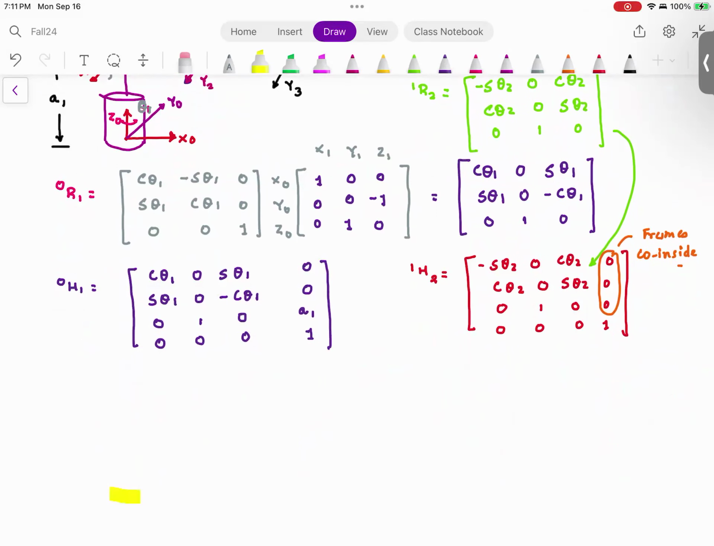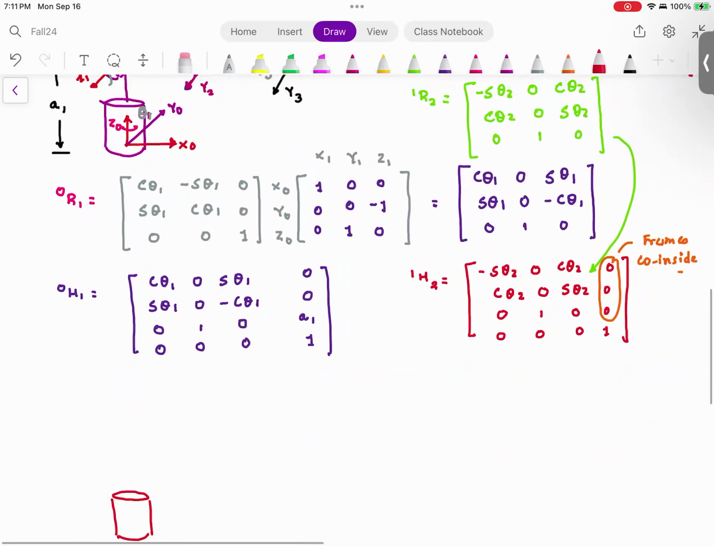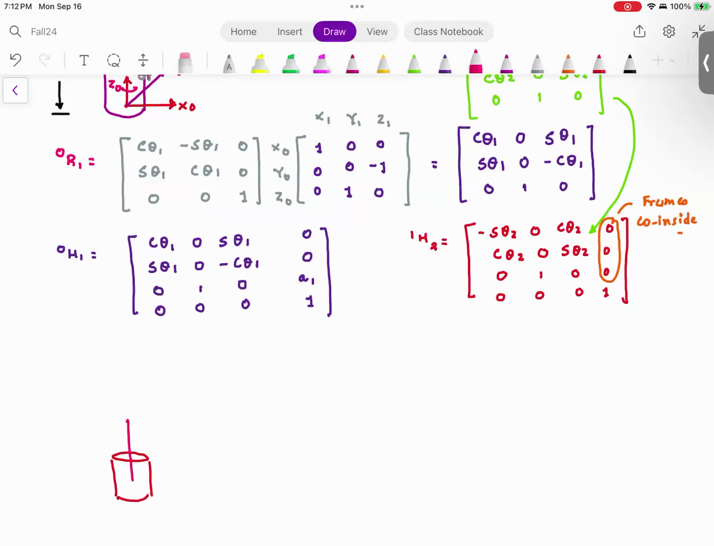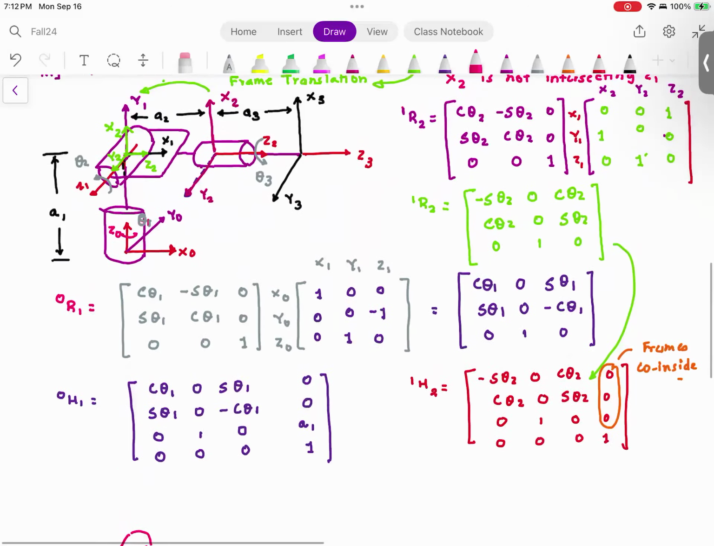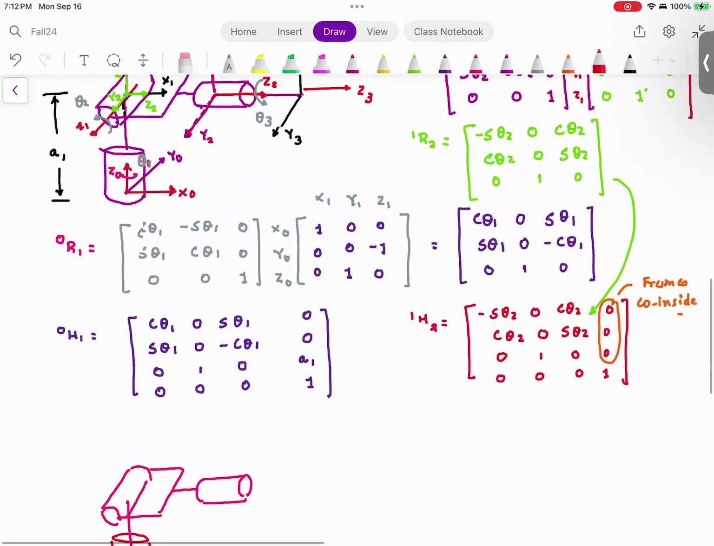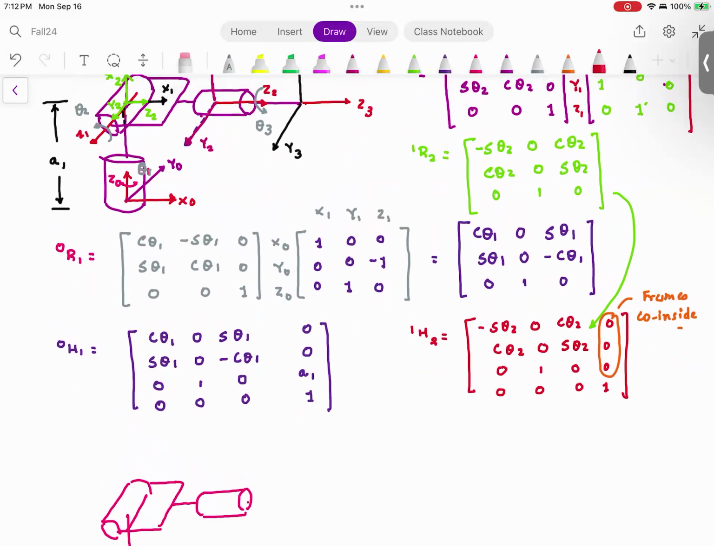So you have this first joint. Then you have this second joint. And then this second joint has this third joint. You have this third joint. Now, this third joint, so theta 2.